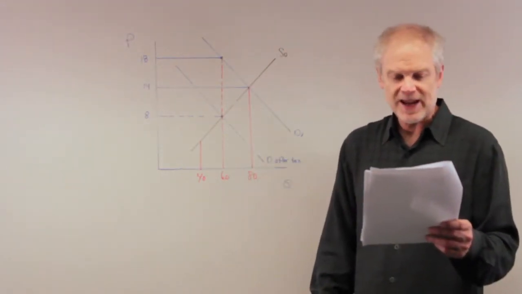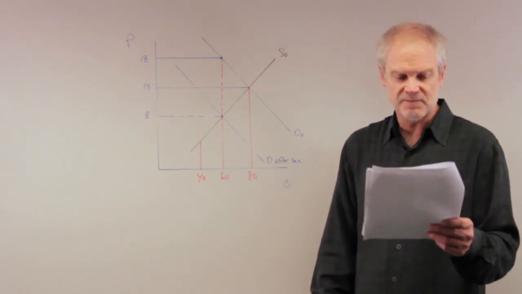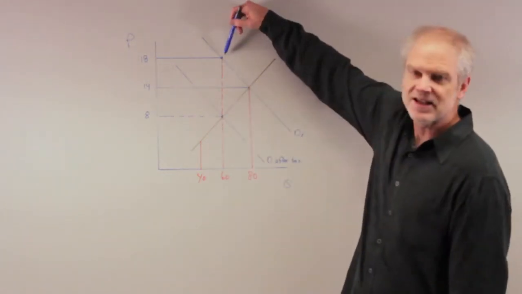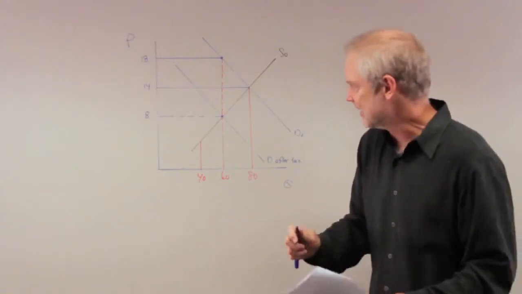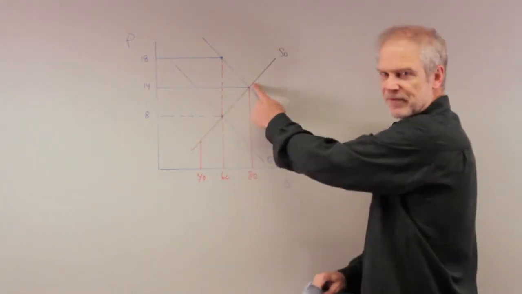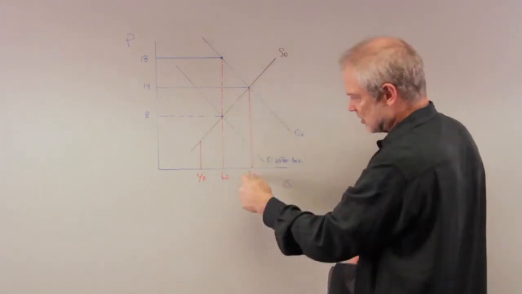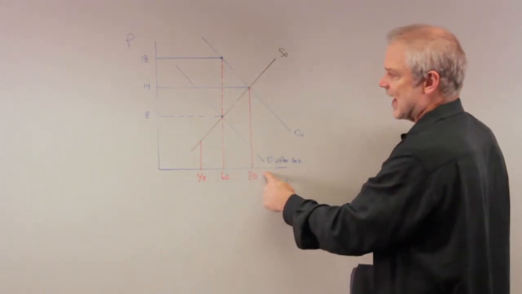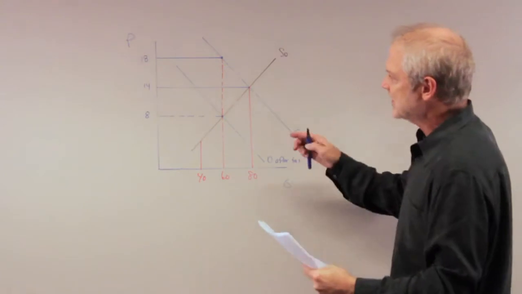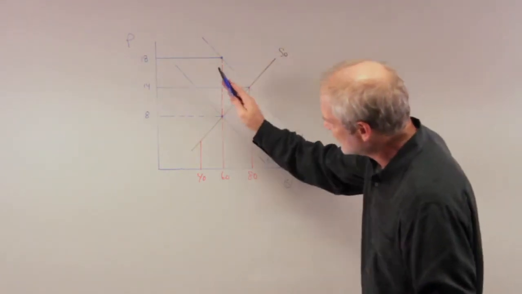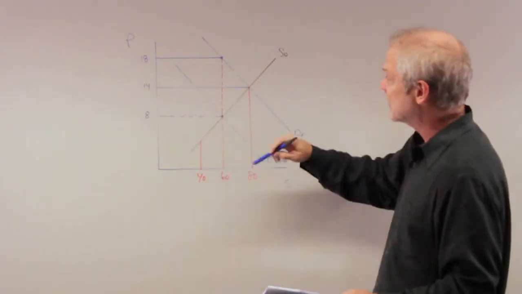So the price paid by buyers after the tax is imposed is B, $18. And that's important to see. Again, go to your equilibrium. This is where you start from. They're paying $14, the consumers are. The producers are receiving $14 for 80 units. We now impose a tax on the buyers. It shifts the demand curve down by the amount of the tax.